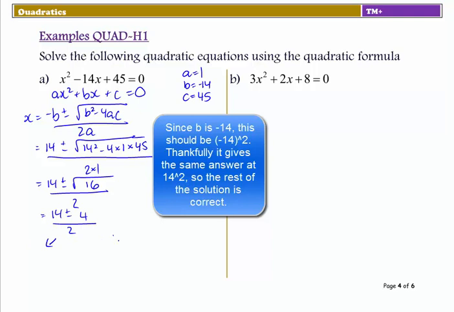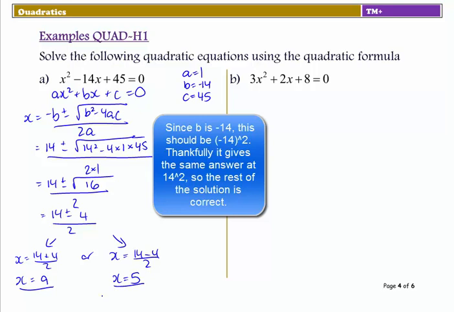So from that we can split into 2. x can be 14 plus 4 all over 2, or x can be 14 minus 4 all over 2. 14 plus 4 is 18. 18 divided by 2 is 9. 14 minus 4 is 10. 10 divided by 2 is 5. So x is 9 or 5. So there are our 2 solutions.